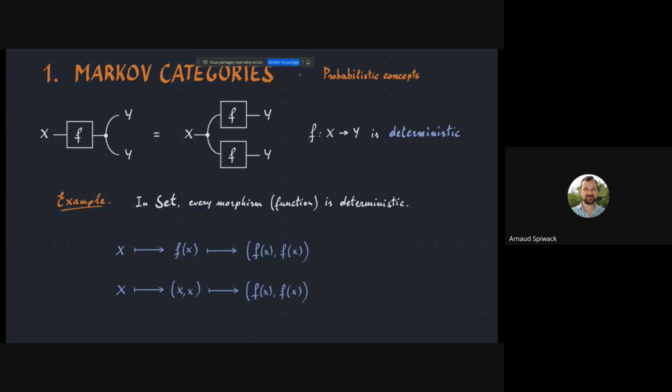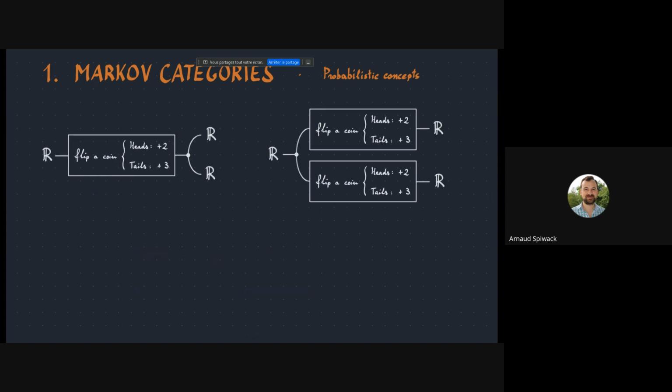Now, I didn't use anything special about functions here. What I used is that Set is a Cartesian monoidal category. So to come to your question, every Cartesian monoidal category is exactly a Markov category where everything is deterministic. But if in a Markov category everything is deterministic, then it's Cartesian. But not every Markov category is like that. So let's give an example where this doesn't happen.